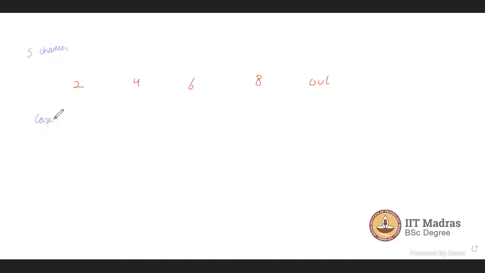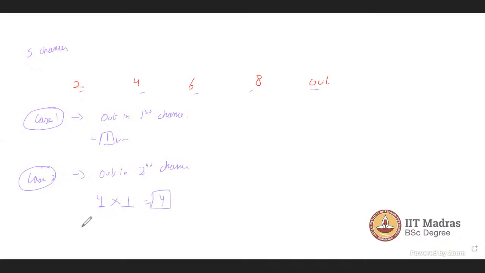Case 1 would be you get out in the first chance. There is only one way to get 0. Case 2 would be out in the second chance. In the first chance, you could get any of these 4, and in the second chance, you must get out, which can happen in only one way. Similarly, case 3 is out in the third chance.